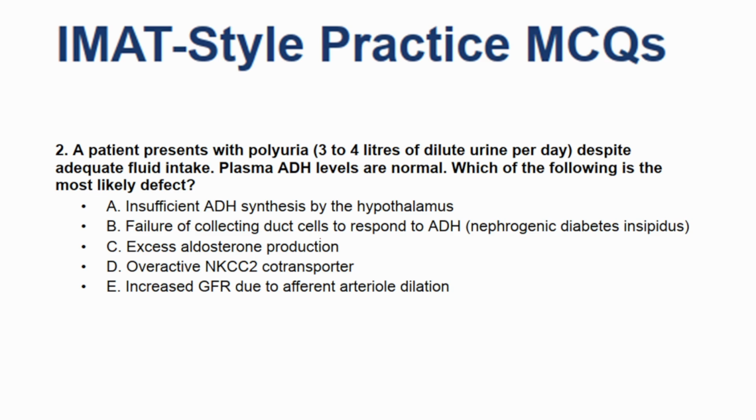Moving forward, this brings us to how the body handles direct failure of these water channels down the line. Question 2 reads, a patient presents with polyuria. That means the patient is passing 3 to 4 liters of dilute urine per day despite adequate fluid intake. Plasma ADH levels are normal. Which of the following is the most likely defect?